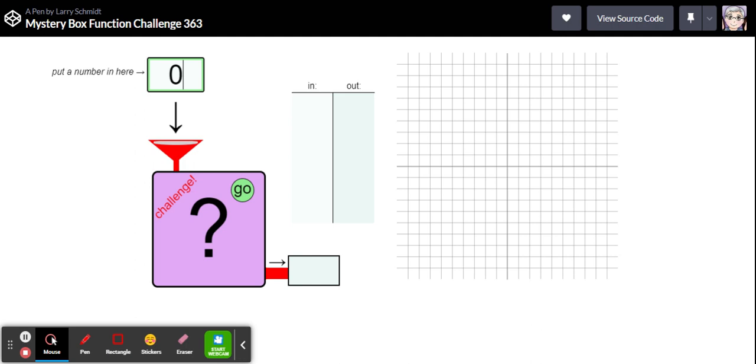All right, let's put in a 0. Okay, so 0 gives us infinity. We've been seeing a lot of rational functions in the last few days, so this might be another one. Let's put in a 1. That looks like a non-repeating decimal, so maybe a square root function, maybe a trig function.